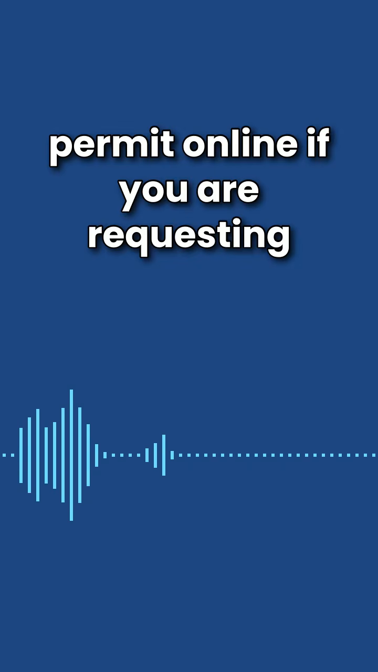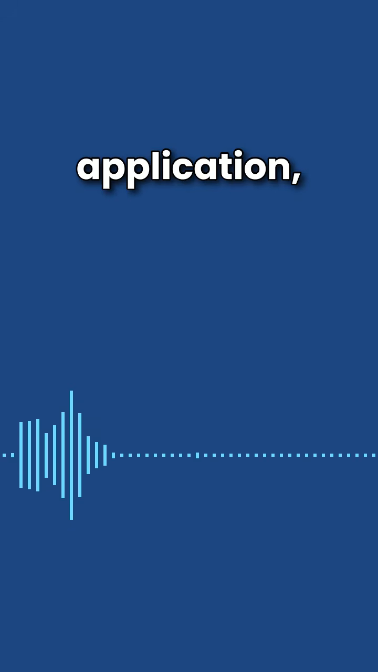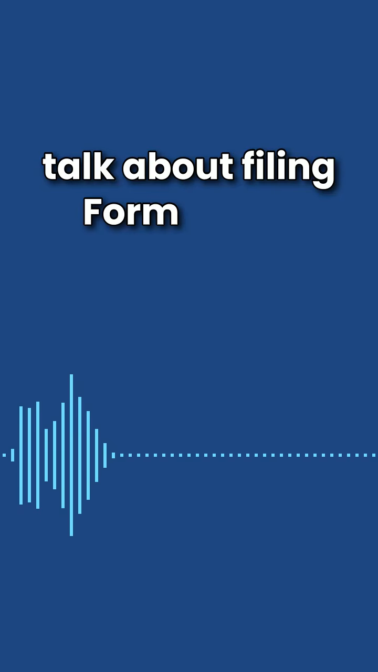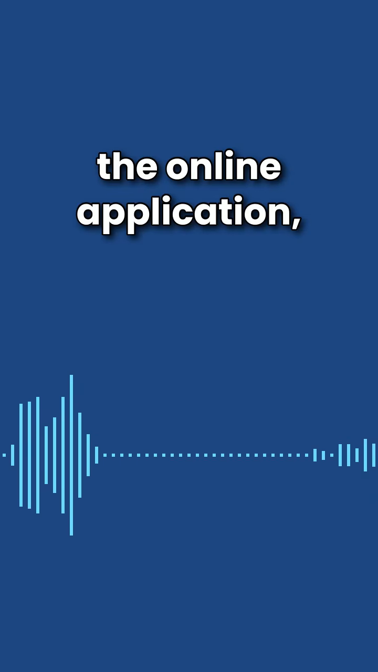This video shows how to apply for a work permit online if you are requesting asylum and have already submitted an asylum application, Form I-589. In this video, we will first talk about filing Form I-765, the work permit application, online versus in the mail, and second, guide you through the online application question by question.